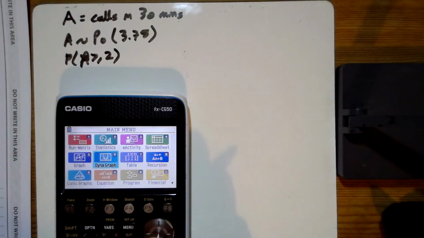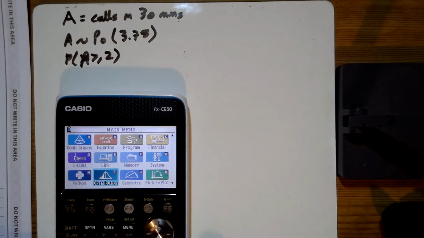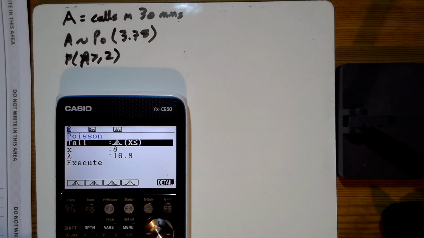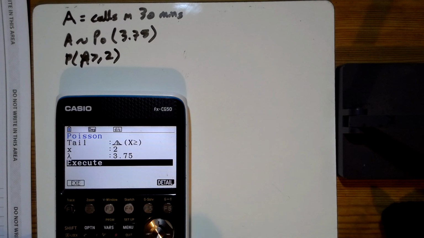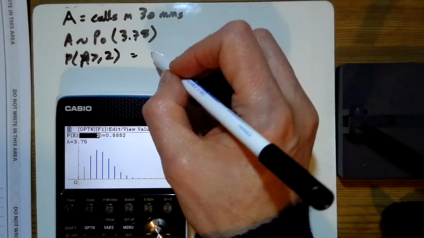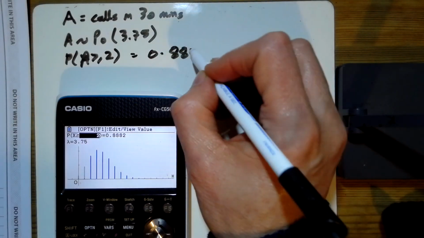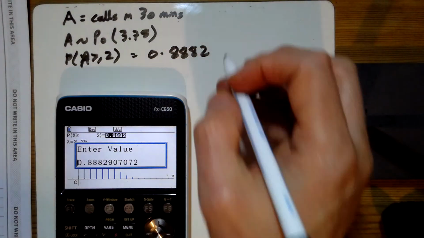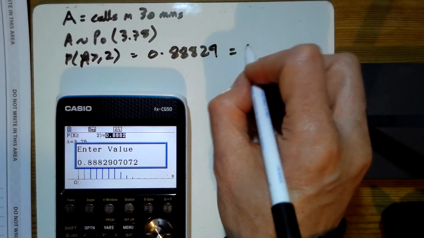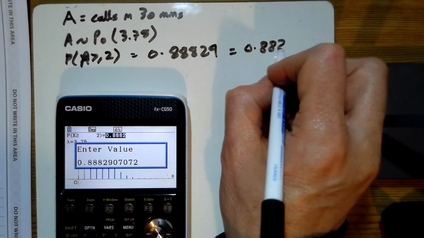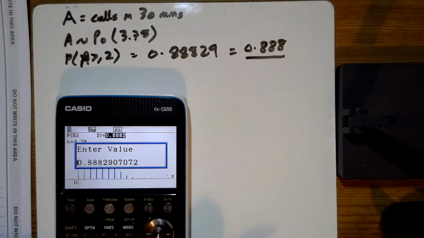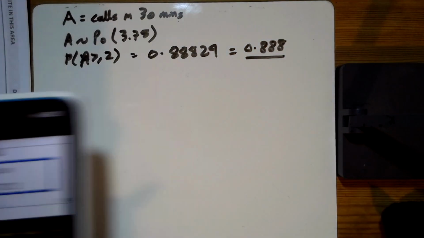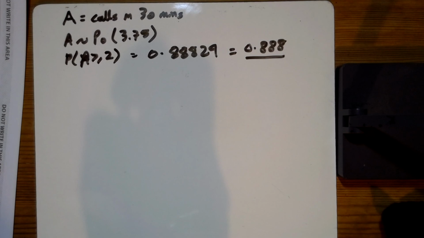Let's grab the calculator. Let's go to our distributions menu, our Poisson distribution. We want greater than or equal to 2 with a mean of 3.75. And we will see that is 0.88829, and we were asked to round that, so 0.888 to 3 significant figures. 3 decimal places, 3 significant figures, yeah.